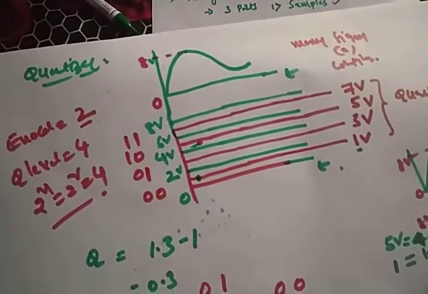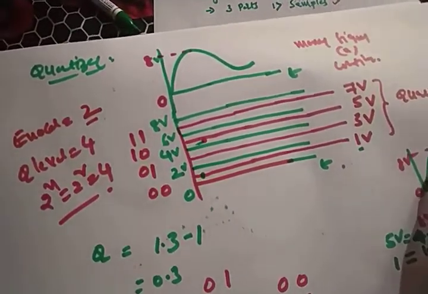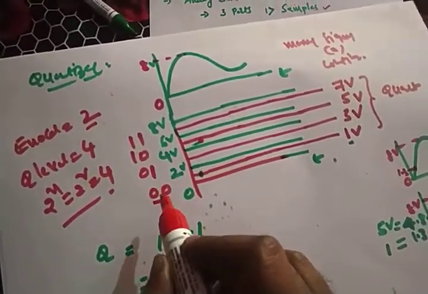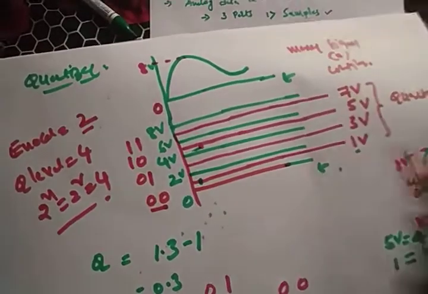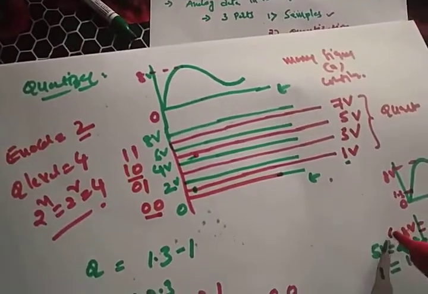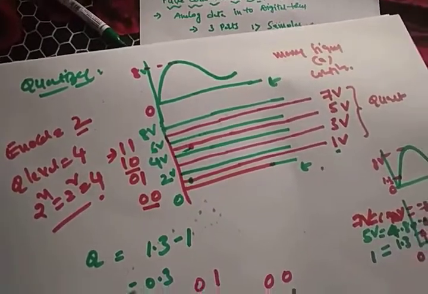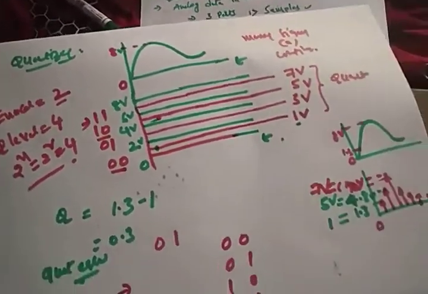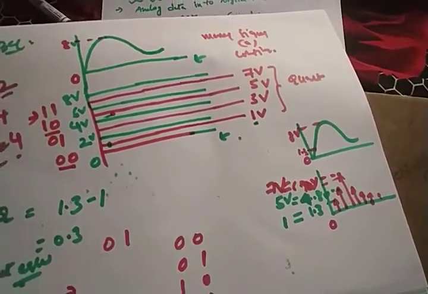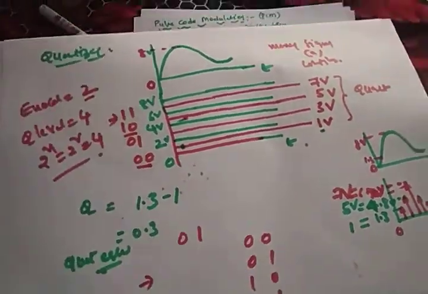Whatever the input signal is, it's a continuous signal. This continuous level 1.3 is made a discrete level, which is converted to 00. 4.8 is converted to 10. If it is 6.9 volts, it can be made 7 volts, so it is converted to 11. Like that, each and every continuous part is converted to digital nature. So the encoder will give you the digital form. I hope it's clear. I'll explain one more time, guys.